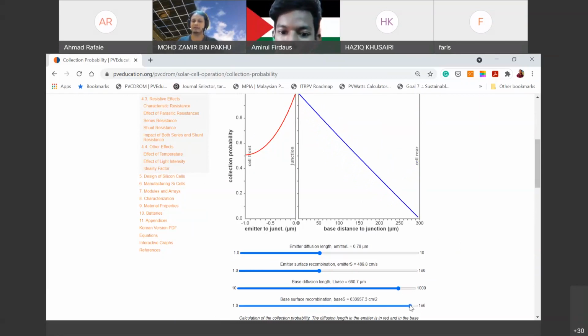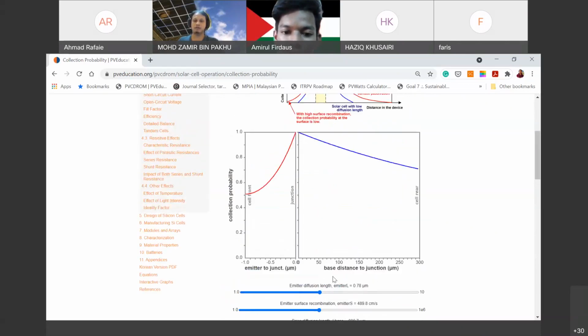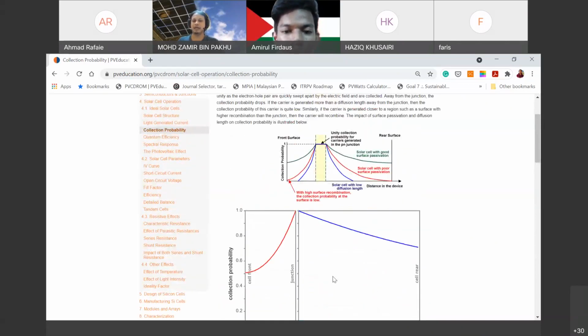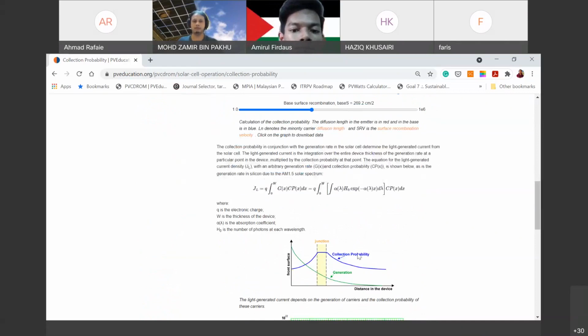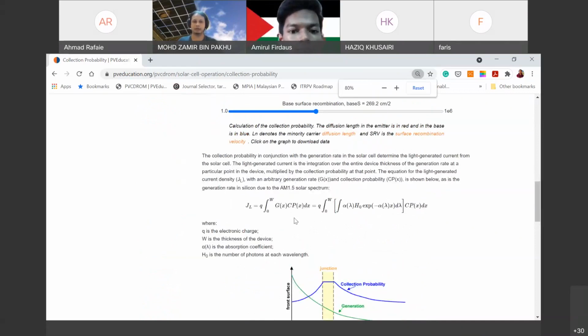If you passivate the surface well, then you improve the collection probability accordingly. So this is the effect of the emitter diffusion length, base diffusion length, SRV in the emitter, and SRV in the base, that we learned before. The rest are exactly the same as what we learned yesterday.